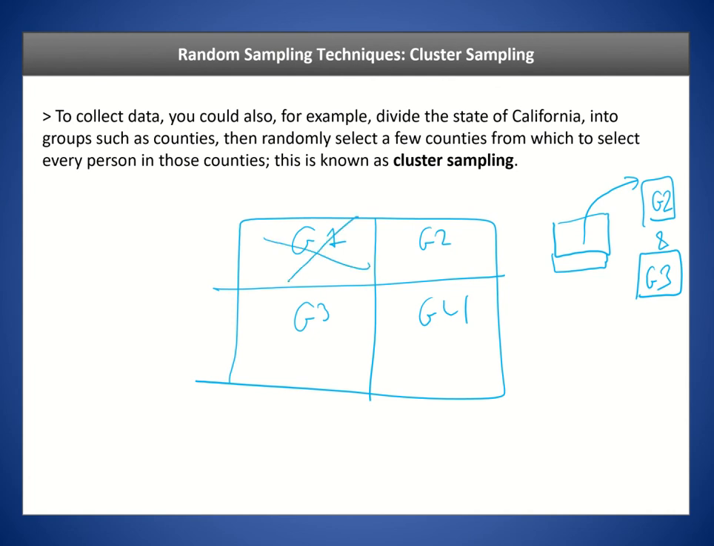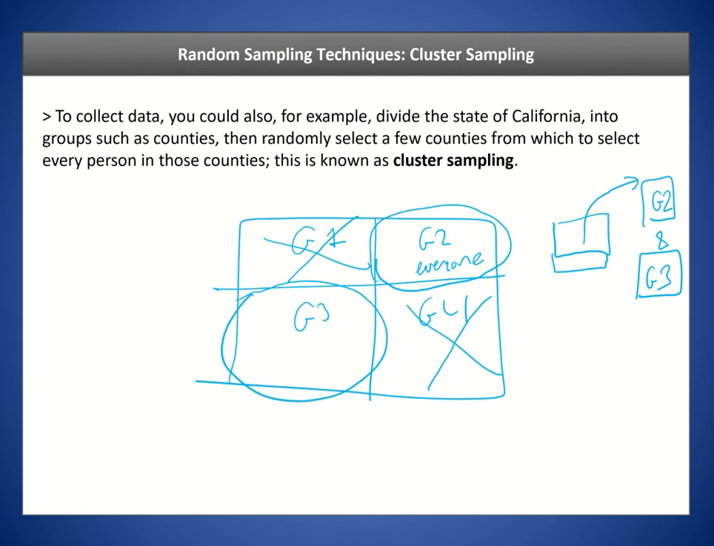And so I do not choose from these guys, right? I only choose from group 2 and group 3. And then I select everyone. So everyone gets selected from group 2, and everyone gets selected from group 3. That's known as cluster sampling.